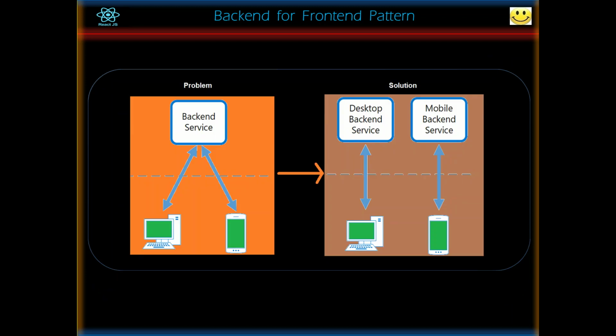So in this diagram, on the left hand side, you are able to see the problem. The same backend service is shared among the desktop computer and mobile application. On the right hand side, you are able to see the solution. You have a separate backend service for desktop and a separate backend service for mobile applications. So this is called the backend for front-end pattern.